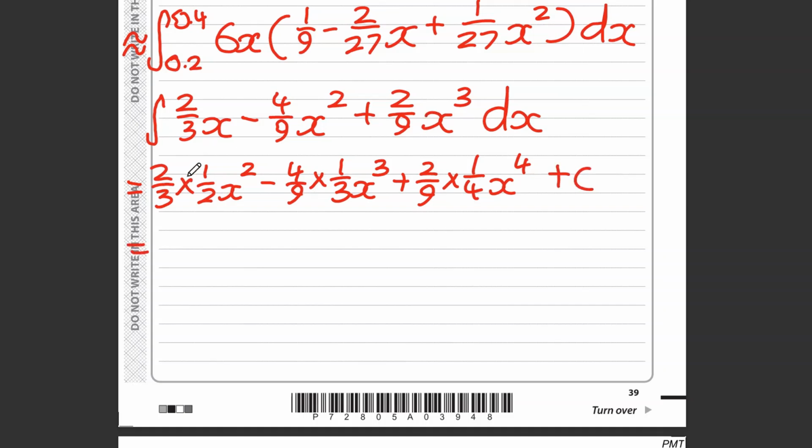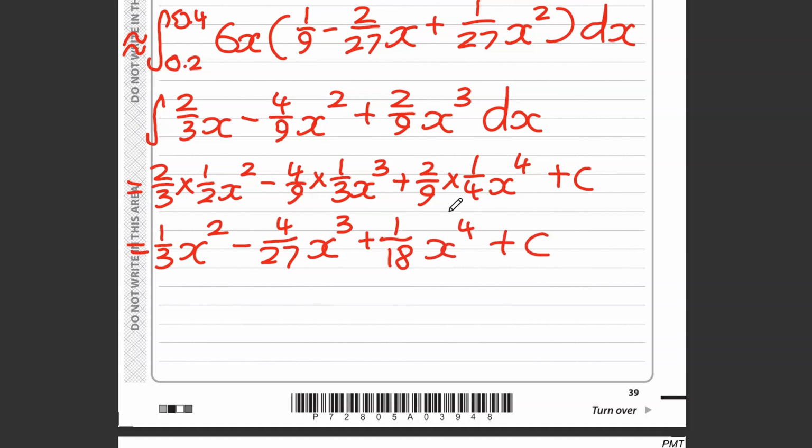So we have this 2 over 3 multiplied by this half, which is going to be equal to 1 over 3, and then x squared, and then we have this minus 4 over 9 multiplied by this 1 over 3. This 9 times 3 is going to be 27, so this is going to be 4 over 27 x to the power of 3, like this here, and then it's plus this 2 over 9 multiplied by this 1 over 4, which is going to be equal to 1 over 18, and then this x to the power of 4, and then remember this plus c, like this here.